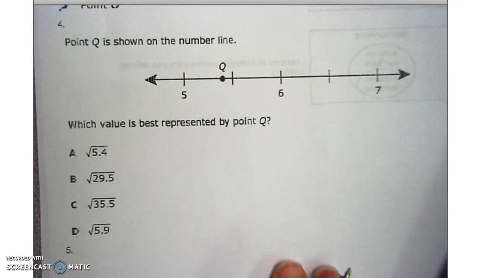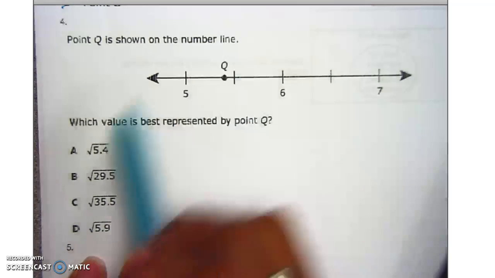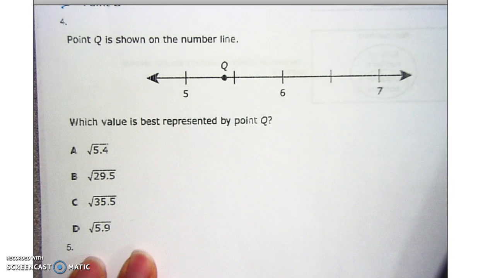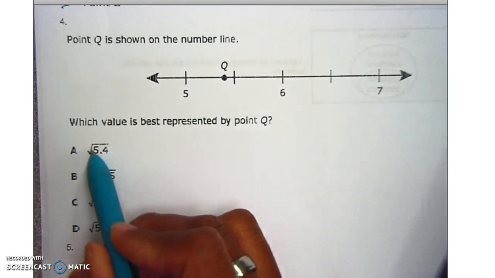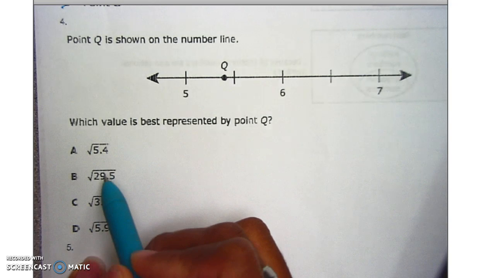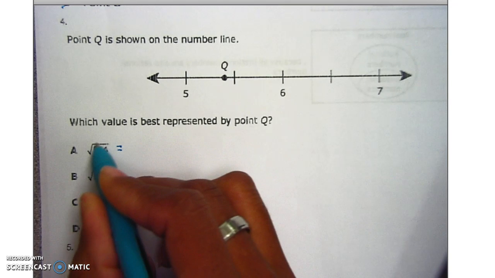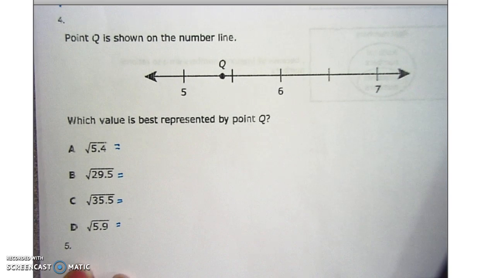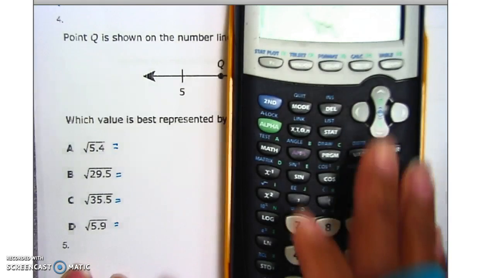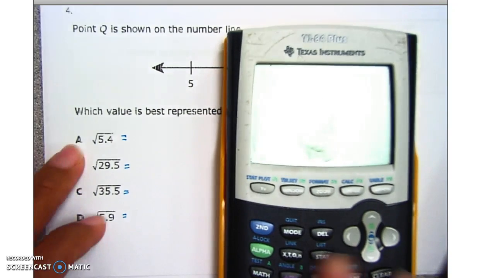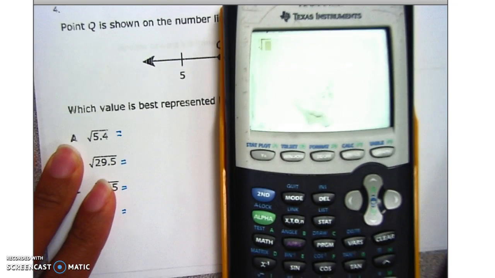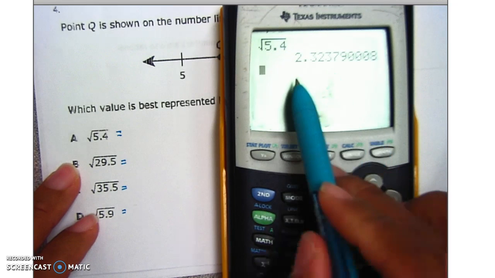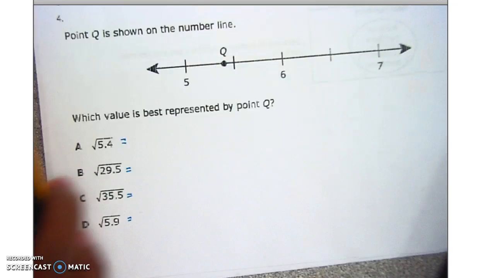Okay, number 4, point Q is shown on the number line. Which value is best represented by point Q? So it's the same type of situation. Because there's a square root symbol here, you have to type it in your calculator. This is not a final answer. So every answer choice, we're going to type in our calculator. So, second, x2, 5.4. And we're going to write 2.32.